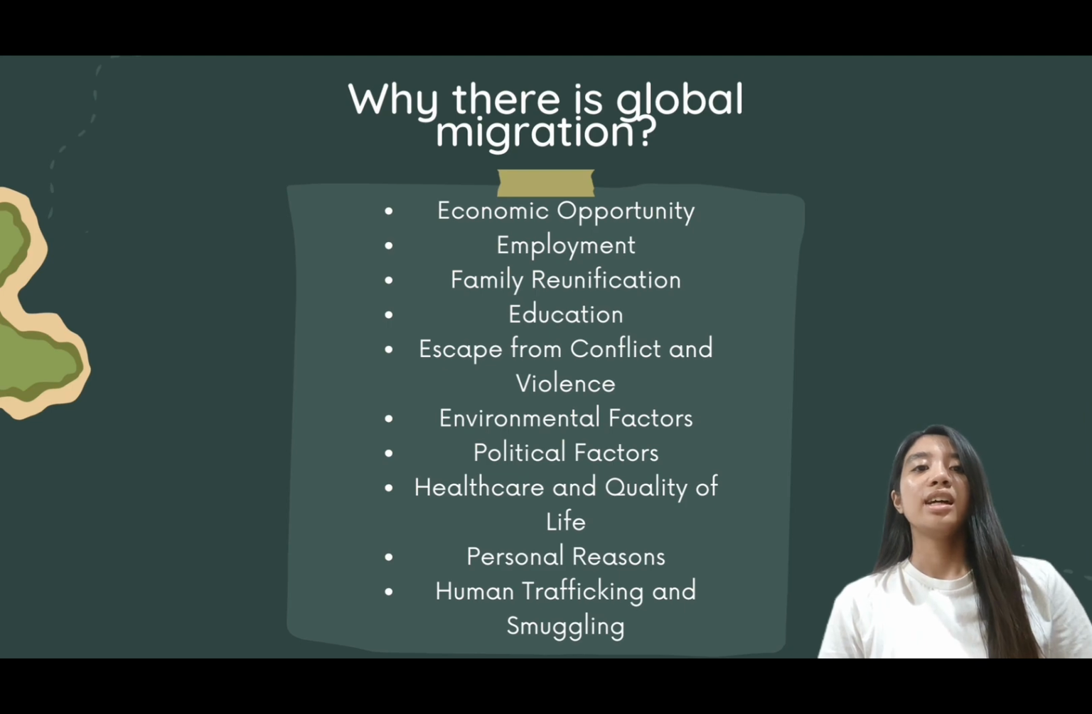Environmental factors. Climate change, natural disasters, and environmental degradation can displace people from their homes, leading to environmentally induced migration. Rising sea levels, droughts, and extreme weather events can make certain areas uninhabitable. Political factors. People may migrate due to political instability, oppression, or lack of political freedoms in their home countries. They seek political asylum in more stable and democratic nations.